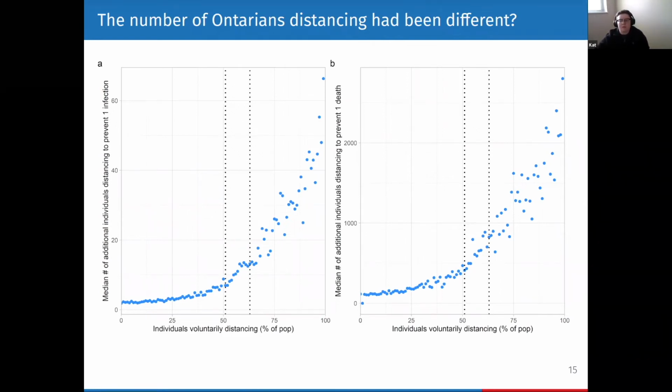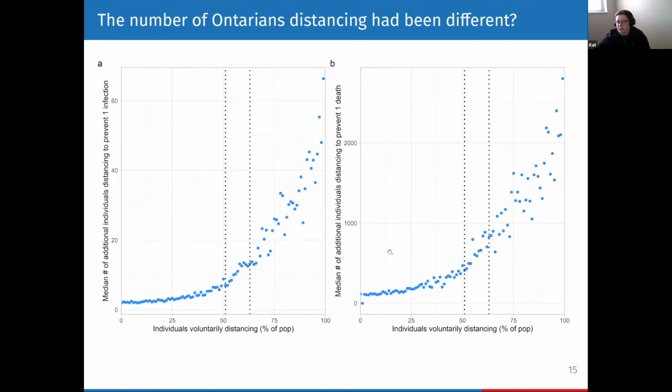And we can look at something that's a little bit more intuitive than totals, which is the median number of people additionally distancing. So people who are not distancing, if they had distanced instead, how many of those people would have needed to make a different choice to prevent one infection or one death from occurring? Panel A here is to prevent one infection, and in the 50 to 60 range, it's a really small number of people: 5 to 15 more people distancing than there were could have prevented one infection.